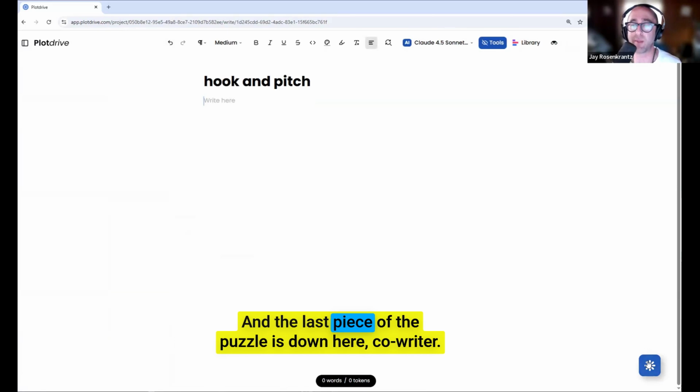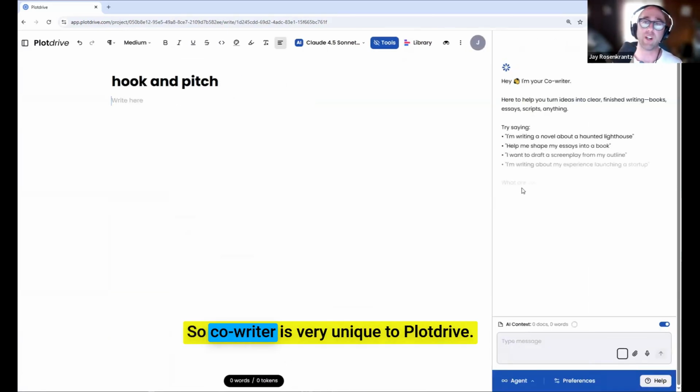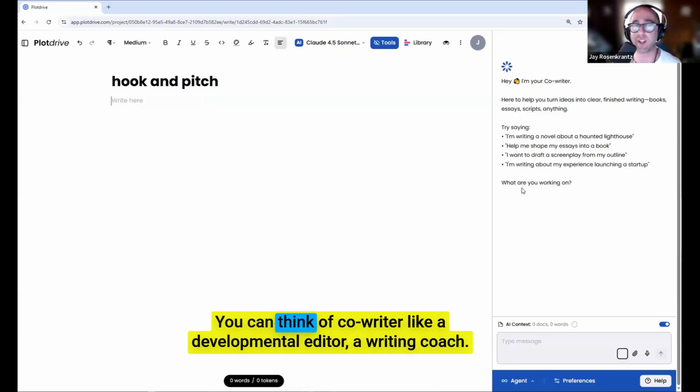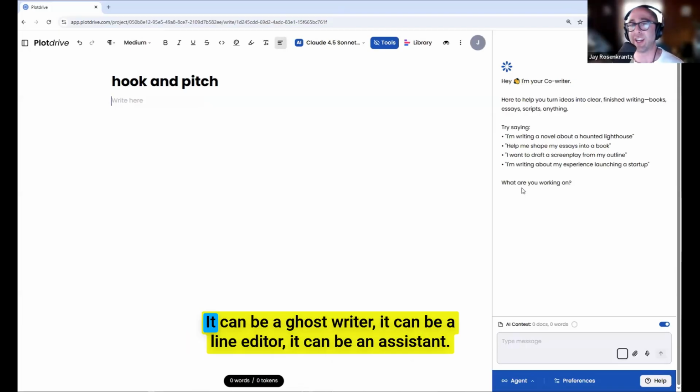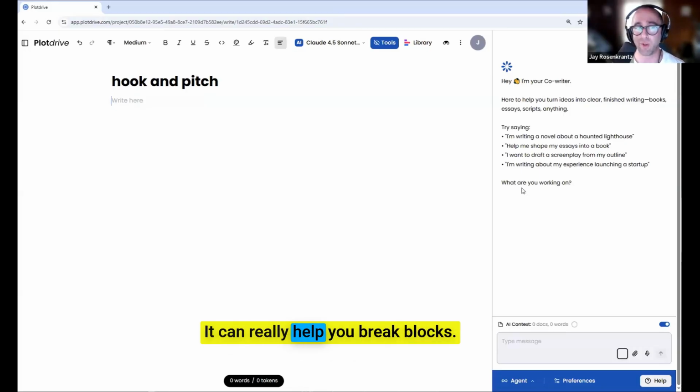And the last piece of the puzzle is down here, co-writer. So co-writer is very unique to Plotdrive. You can think of co-writer like a developmental editor, a writing coach. It can be a ghostwriter. It can be a line editor. It can be an assistant. And it can really help you break blocks.